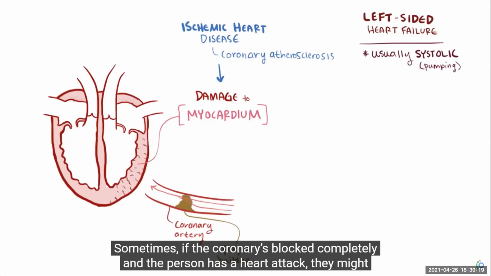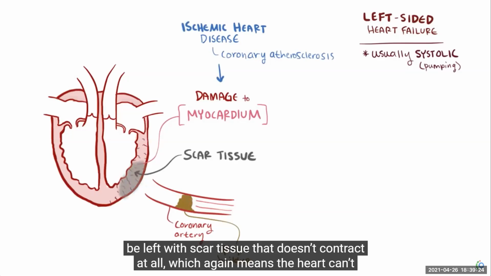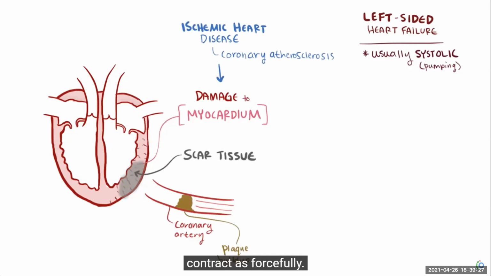Sometimes the coronary is blocked completely and that person has a heart attack. They might be left with scar tissue that doesn't contract at all, which again means that the heart can't contract as forcefully.